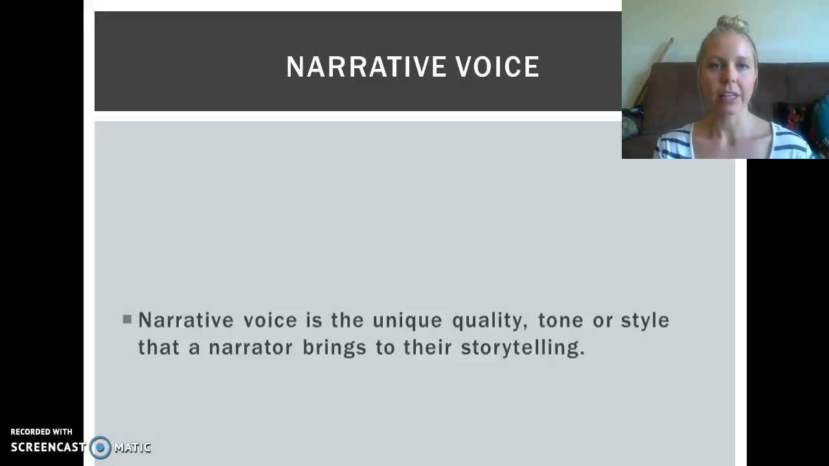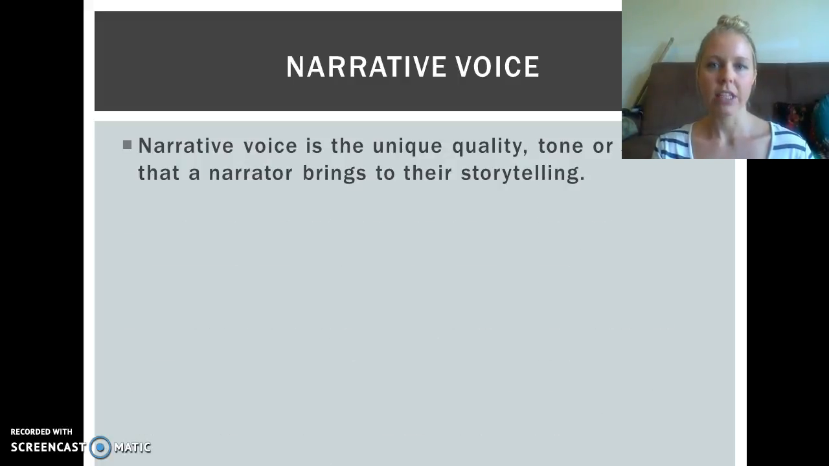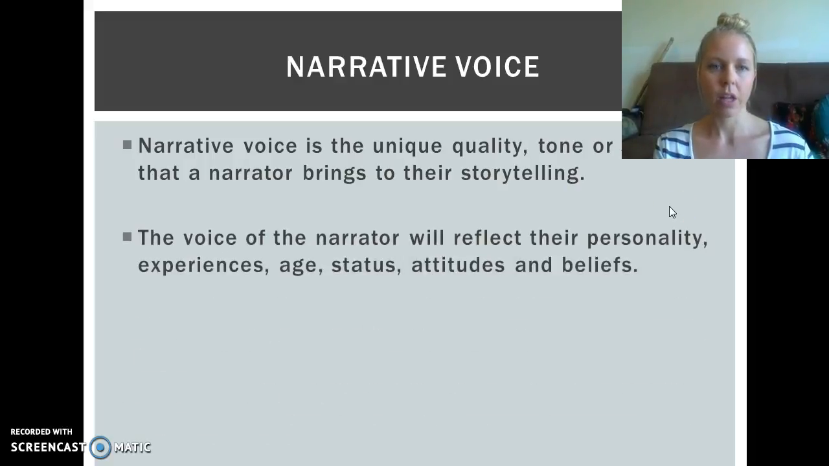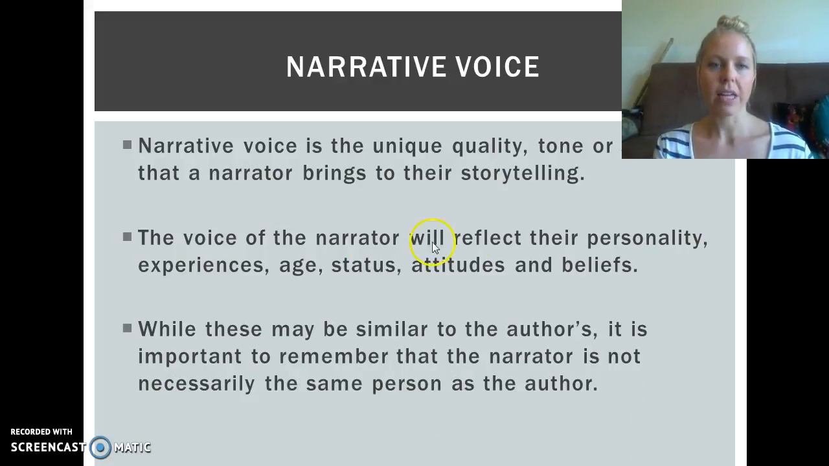So narrative voice, take some notes on this. Narrative voice is the unique quality, tone, or style, it says under there, that a narrator brings to their storytelling. The voice of the narrator will reflect their personality, experiences, age, status, attitudes, and beliefs. While these attitudes, ideas, personalities may be similar to the author's, it's important to remember that the narrator is not necessarily the same person as the author. So the narrative voice might show a different personality or experience than the actual author's voice.